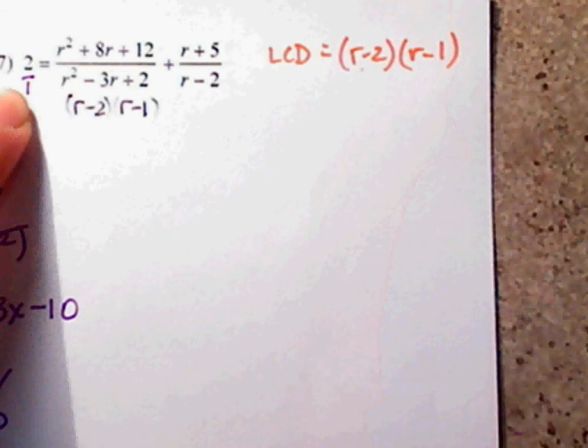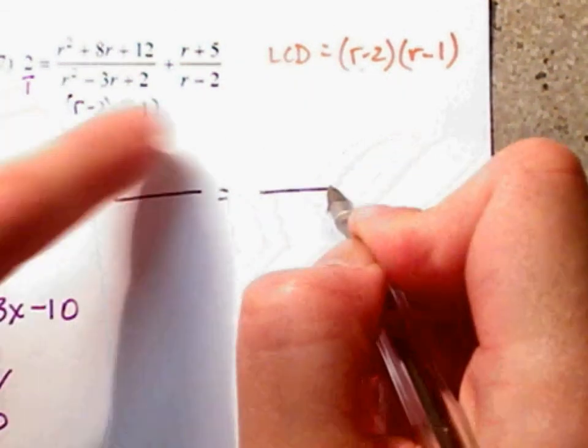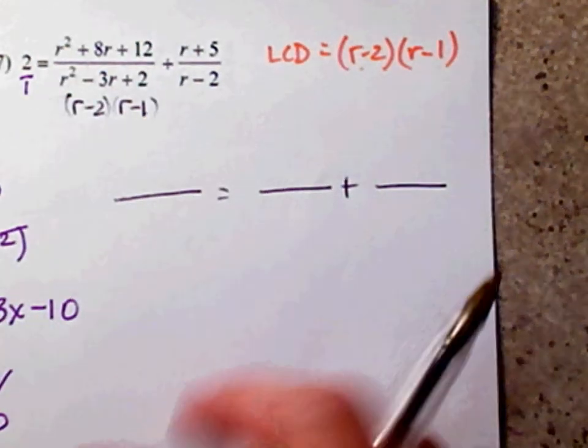Line equals a line plus another line. See that? Write your least common denominator for each one of them.